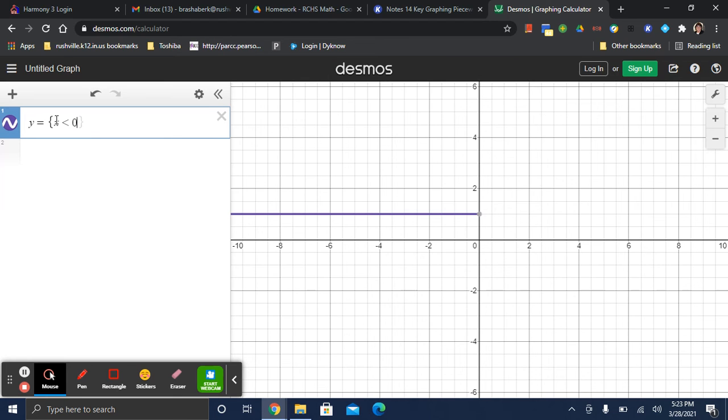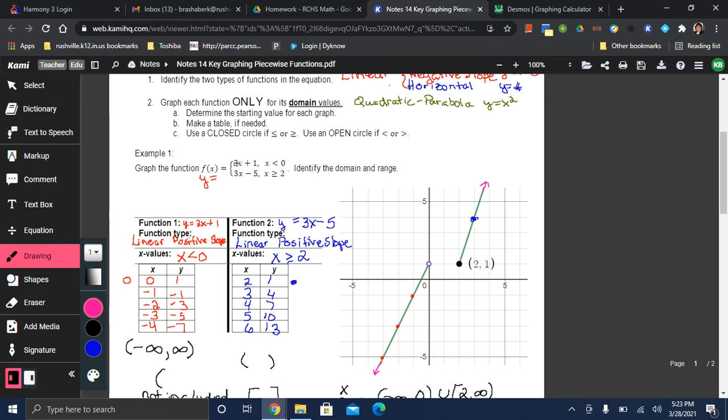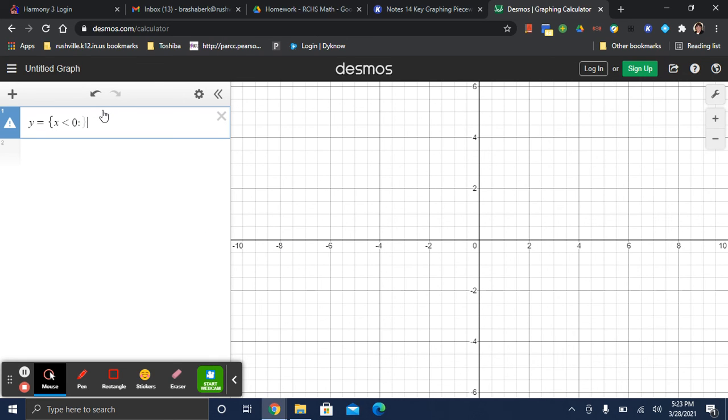And then you put a colon, and then you put the top function. So that would be 2x plus 1. So I would keep typing. You do have to make sure that your cursor has not moved. You need to be right by that colon. So 2x plus 1. Then you put a comma, and that tells you that you're finished with that first section.